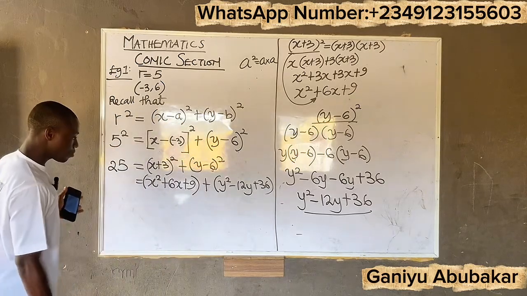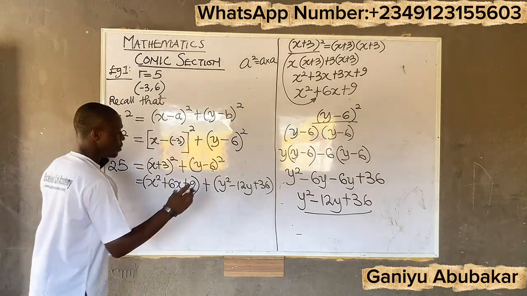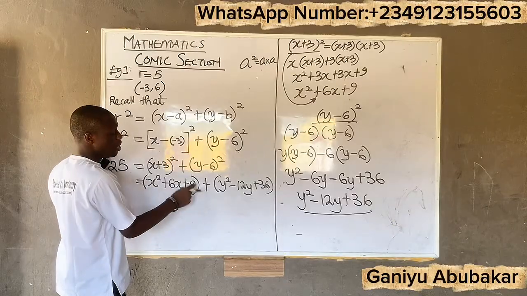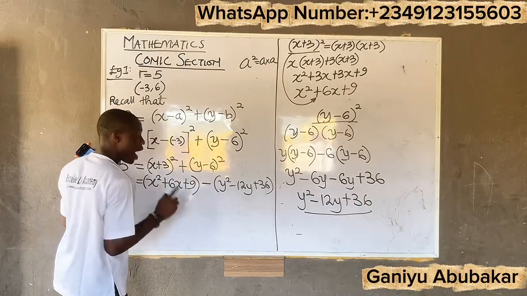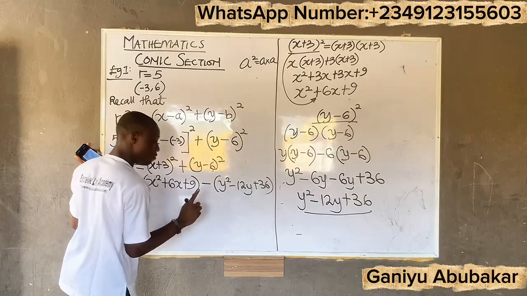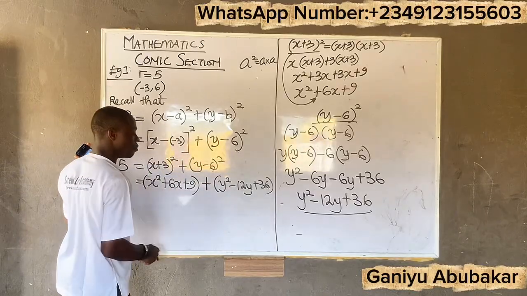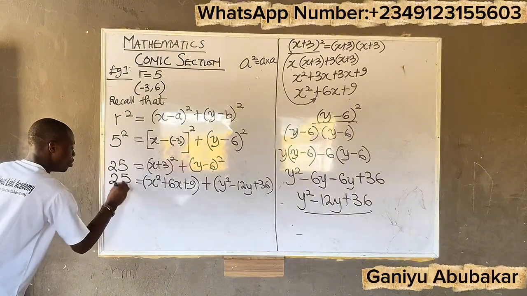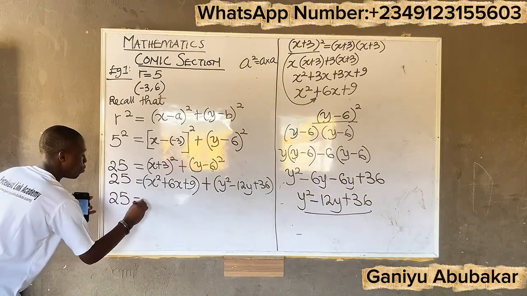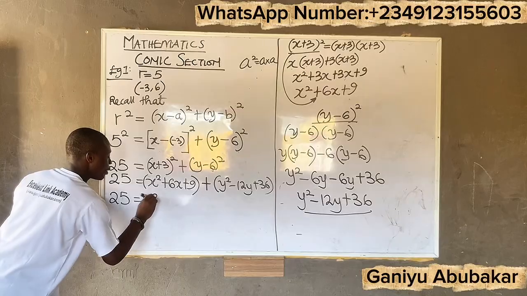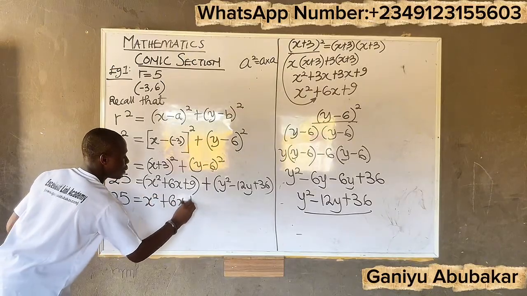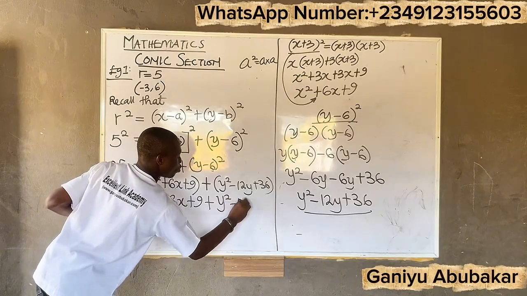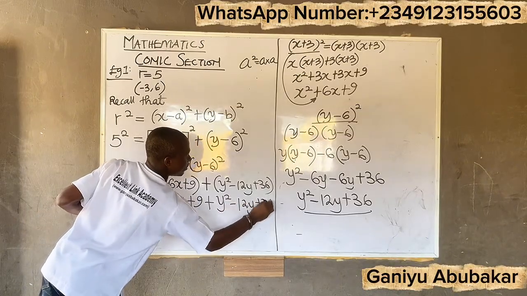All right. My next task now is that, listen please, if I have two expressions this way, and I have a positive sign here, if it was negative, I'm going to use negative to expand through. Very, very important. But it was positive, so my task is just to open the bracket. That gives you 25 equals, open the bracket, x squared plus 6x plus 9 plus y squared minus 12y plus 36.